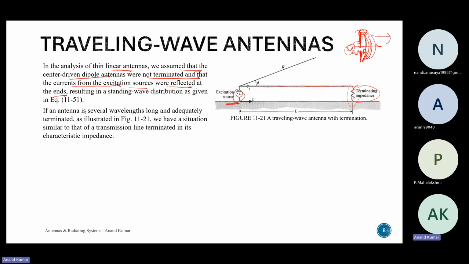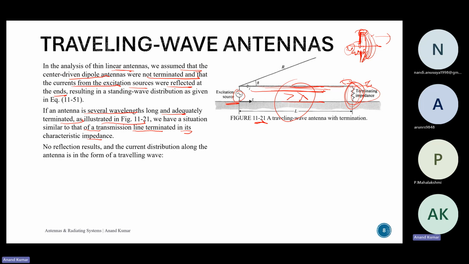So if an antenna is several wavelengths long and adequately terminated, as illustrated in figure 11.21 over here, in this case the antenna length is much greater than the wavelength lambda, and it's adequately terminated. That is, we have some termination over here. We have a situation similar to that of a transmission line terminated in its characteristic impedance. This terminating impedance will match the impedance created by the structure, which resembles a transmission line. You have one conductor, you have a ground, and this makes a transmission line system, and then we are terminating it.